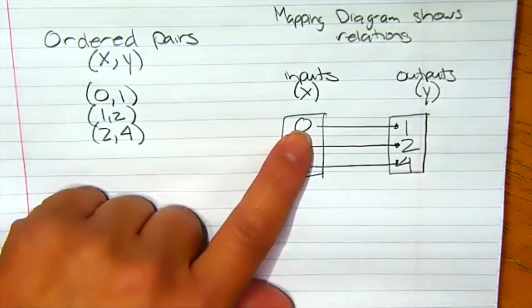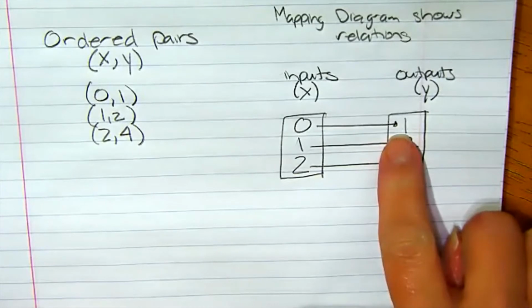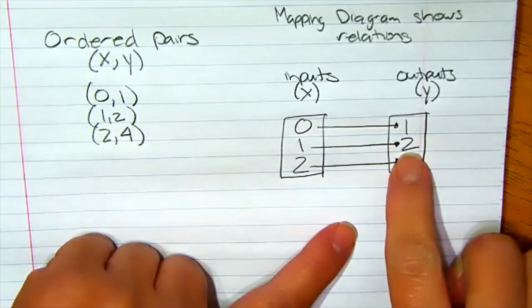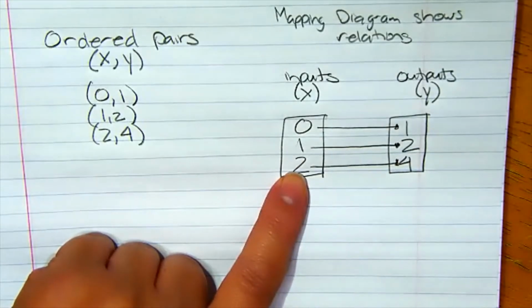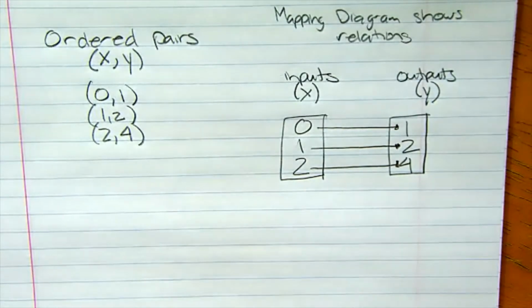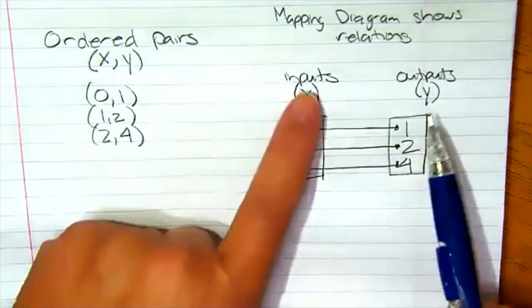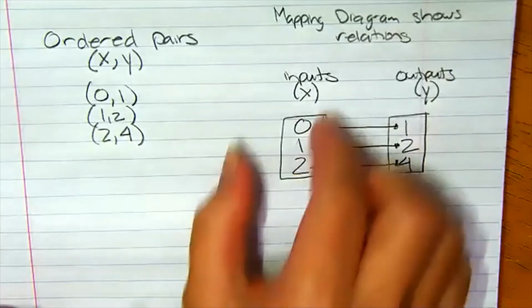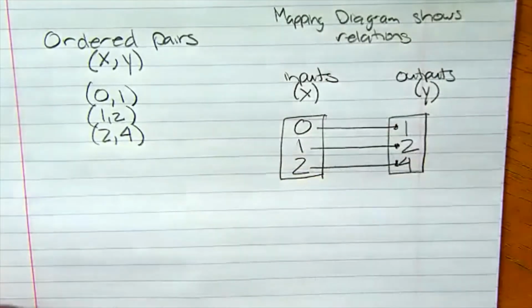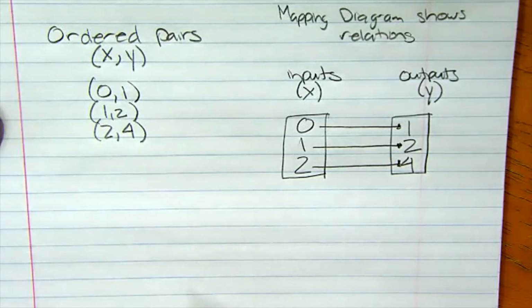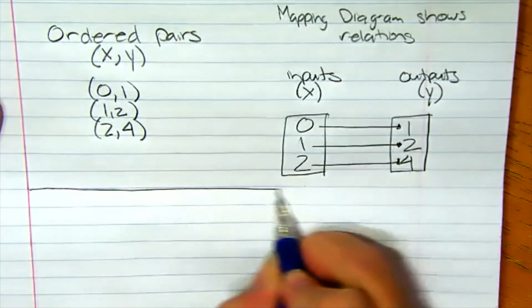So if we input 0, we get out a 1. If we input a 1, we get out a 2. If we input a 2, we get out a 4. So a relation is just matching inputs with outputs. And a mapping diagram is just listing the inputs, listing the outputs, and using the arrows. So that's pretty much today's lesson. It's that simple.